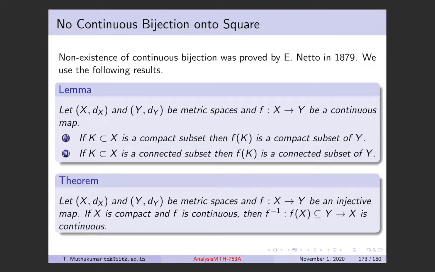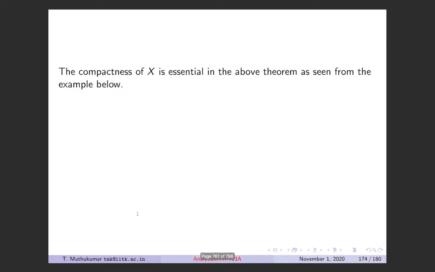So what this is saying is that if you have an injective map and the domain is compact, then for any continuous function the inverse is also continuous. To talk about the inverse is why you have this injective assumption, right? So it's an injective map, so the inverse map will exist. So if X is compact and if f is continuous, the inverse is also continuous. This is not true if you don't have the assumption that the domain is compact. So the compactness of the domain X is essential in the above result.